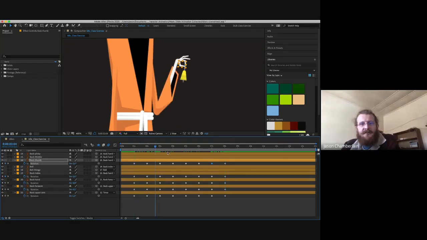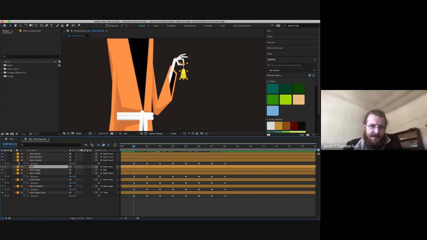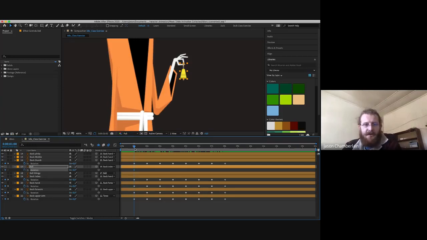Okay, so now we've got those fingers going, which is selling the idea of that bell. And then we are going to grab layer 17. Layer 17 is the bell itself. And again, I'm going to use the rotation of my layer just to sell the idea ever so slightly that this is not being held super tight in the hand, for example. So I'm going to use values of 3.